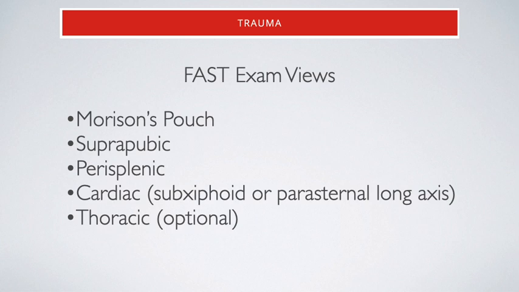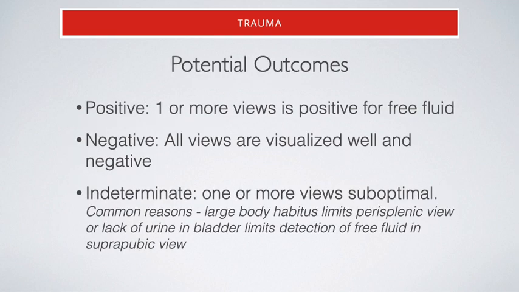There are 3 abdominal views, 1 cardiac view, as well as optional thoracic views in the FAST exam. It is recommended that the exam be performed in this order. There are 3 potential outcomes. In order to have a truly negative exam, all views need to be adequately visualized and without evidence of free fluid. If 1 or more views is inadequate, it is best to call the exam indeterminate.